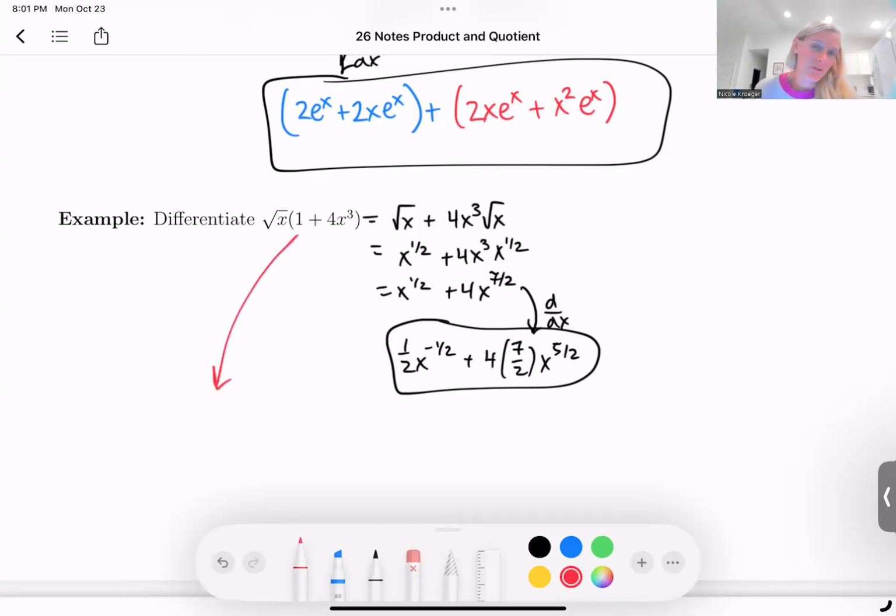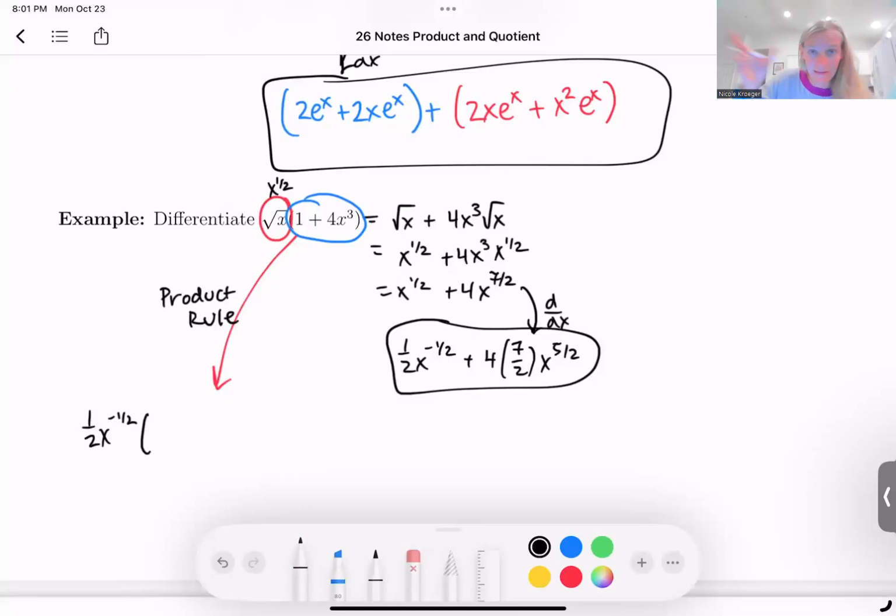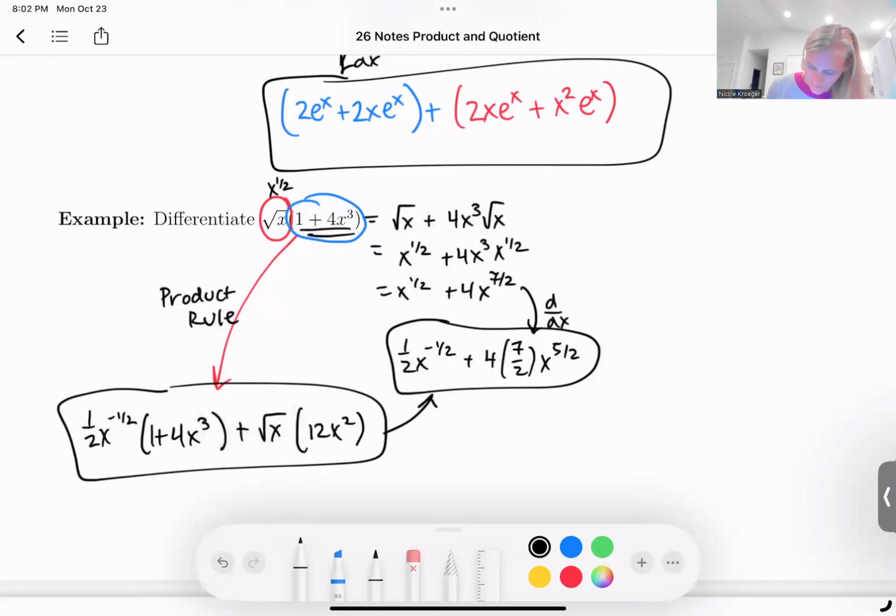So if you use the product rule, you can leave it as it is. So this is my first piece, and this is my second piece. So if I'm going to use the product rule. Okay, so now I need to take the derivative of x, square root of x. Square root of x is x to the 1/2, so its derivative is 1/2 x to the negative 1/2. I leave the blue piece alone. I'm doing the product rule now. And then I leave the square root of x alone, and I take the derivative of the blue piece, which will be 12x squared.